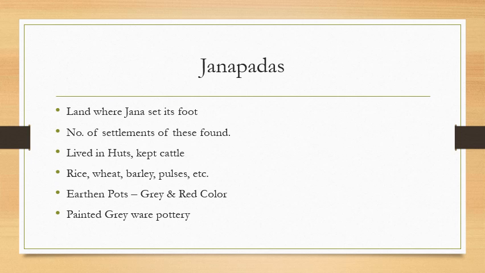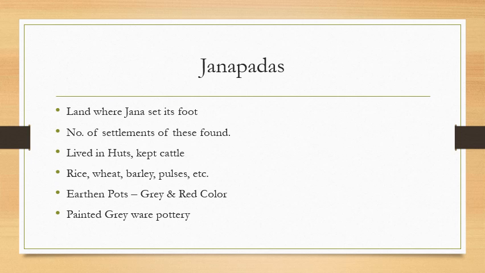Next in line is Janapadas. The term Janapada refers to the land where the Jana set its foot and settled down. A number of settlements in these Janapadas have been found. For example, Purana Qila in Delhi, Hastinapur near Meerut, and Atranjikhera near Etah in UP.